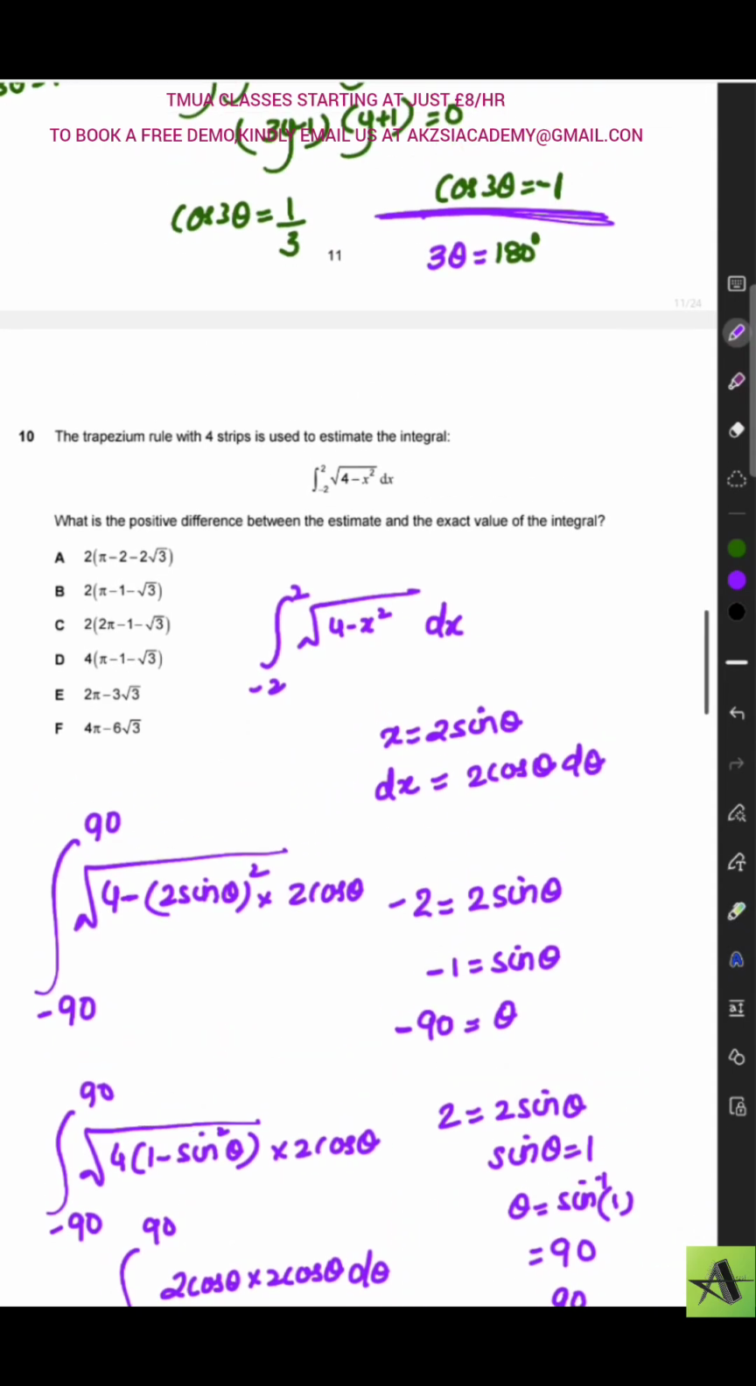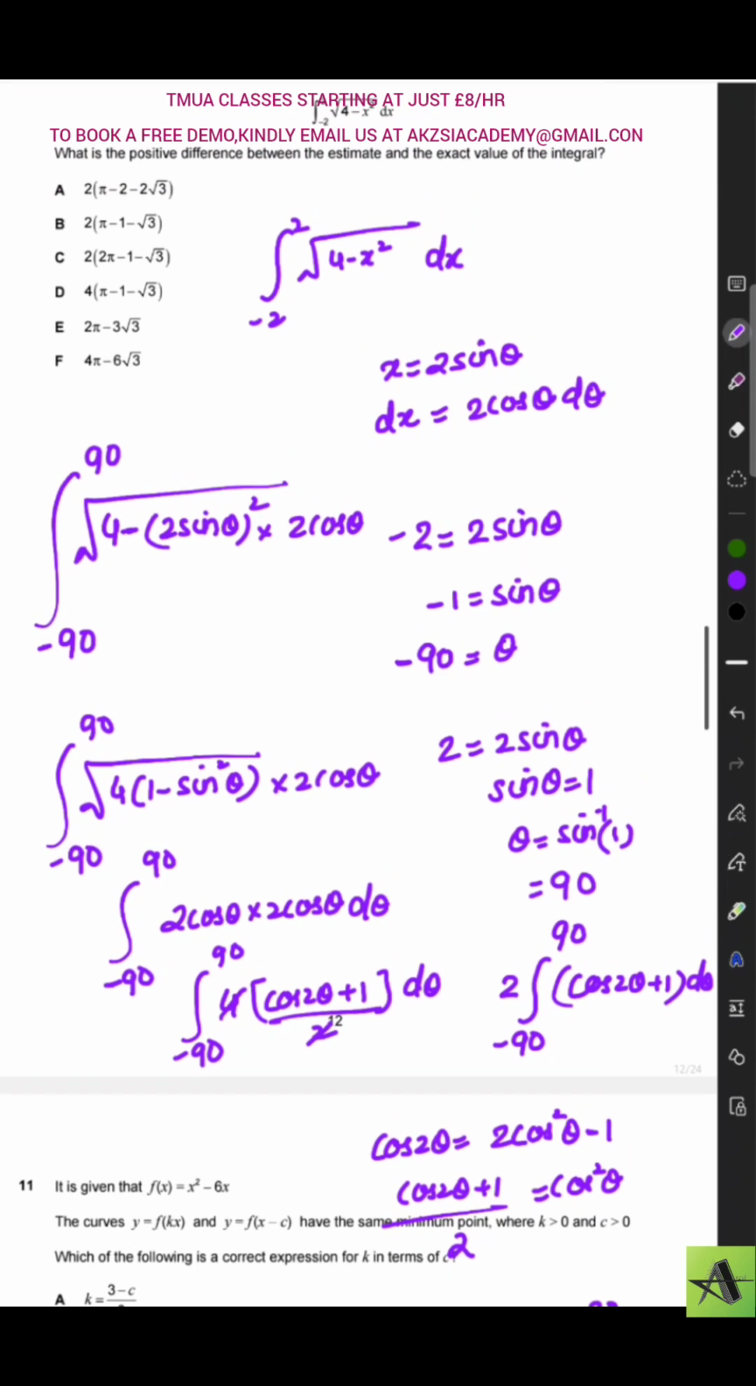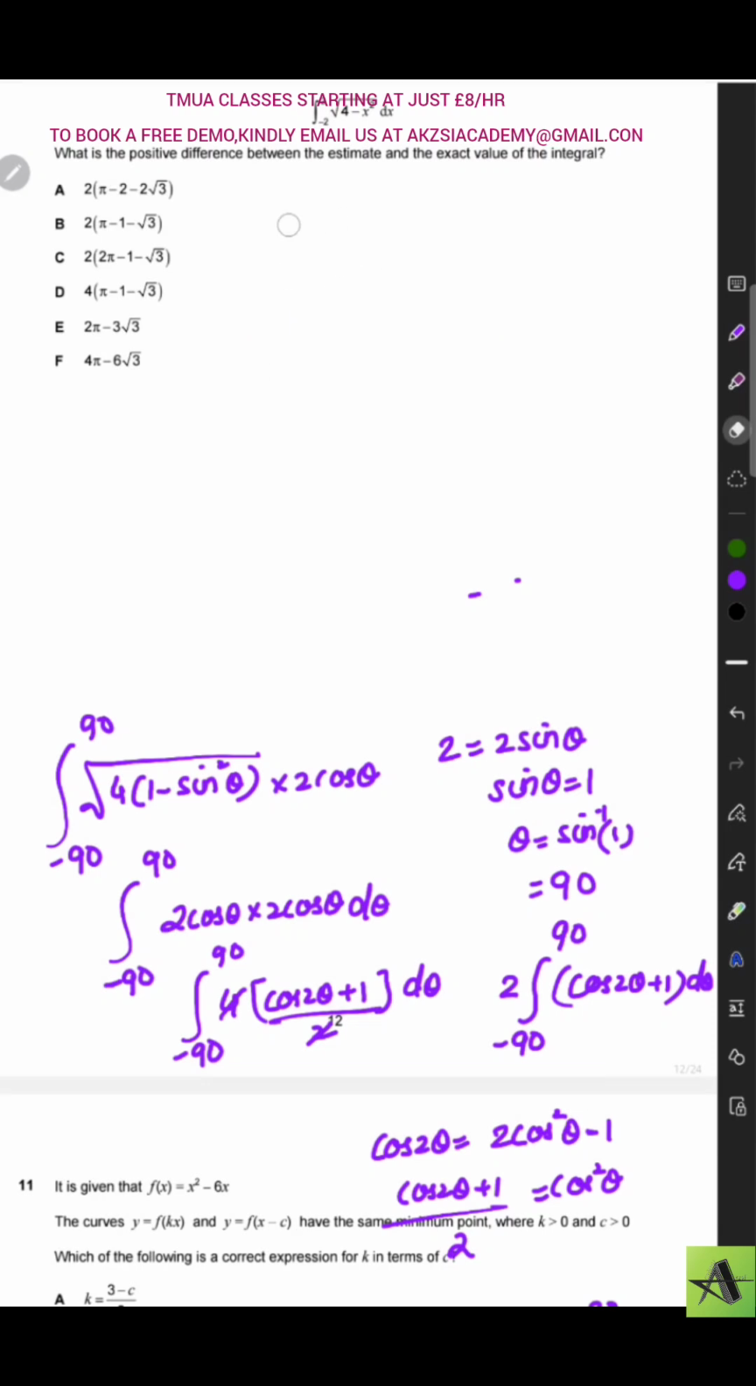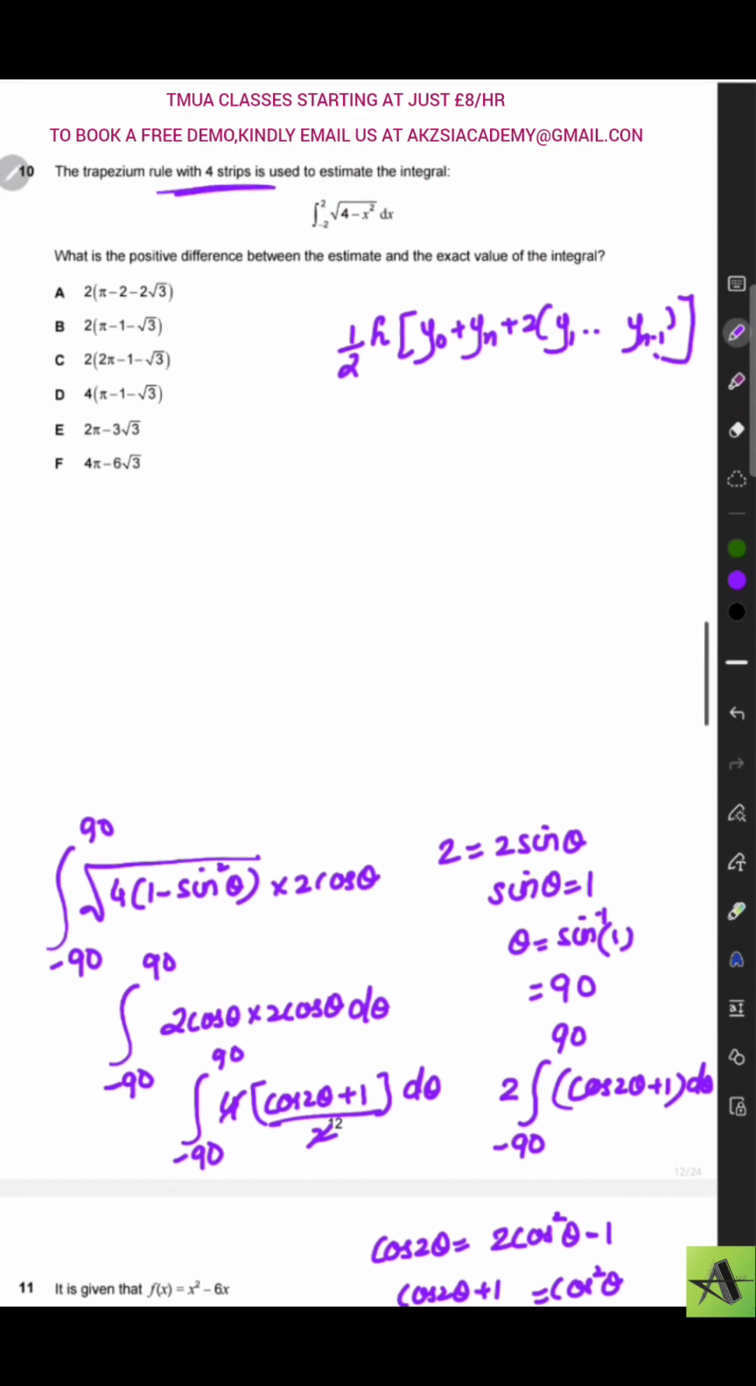We have to use the trapezium rule to get the approximated value. So the estimation would be, let me delete some of its part. The formula for the trapezium rule is half times h, y0 plus yn plus 2 times y1 till yn minus 1. They have specifically mentioned strips of 4, that means h is 1. From -2 to +2, strips of 4 is what? -2, -1, 0, 1, 2. That's how we'll divide it.